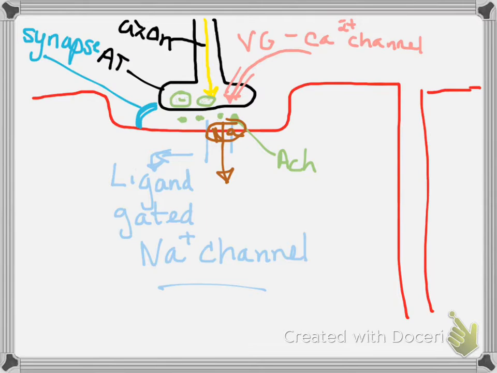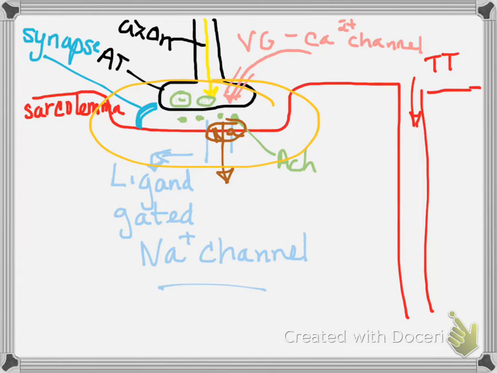Now, I'm going to go back and label a couple things here, okay? This is the sarcolemma. What is this piece of the sarcolemma that's coming down into the cell called? T-tubule. I'm going to put TT, T-tubule. So only at the location of the neuromuscular junction, which I'm going to circle in gold here. Only right here. That's the neuromuscular junction.